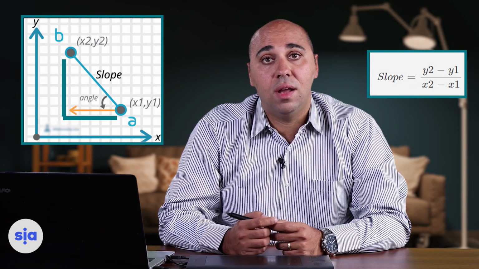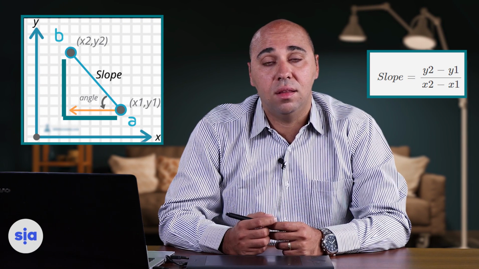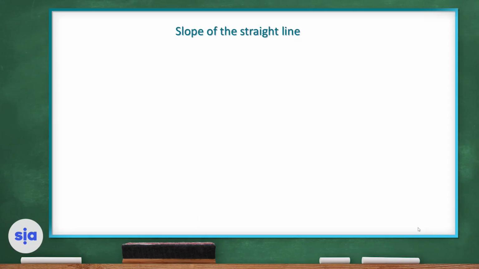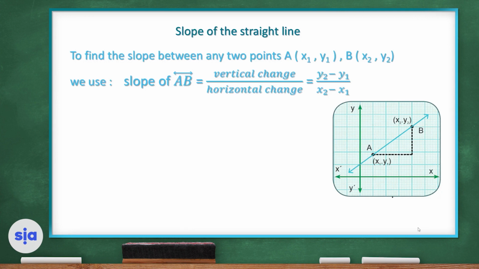Let's now go and see it on the screen and the graph. As we said, to find the slope between 2 points A, which is x1, y1, and B, which is x2, y2, we use this fraction, which is the vertical change, that we call the rise, over the horizontal change, that we call the run. Or we can say it as y2 minus y1 over x2 minus x1.